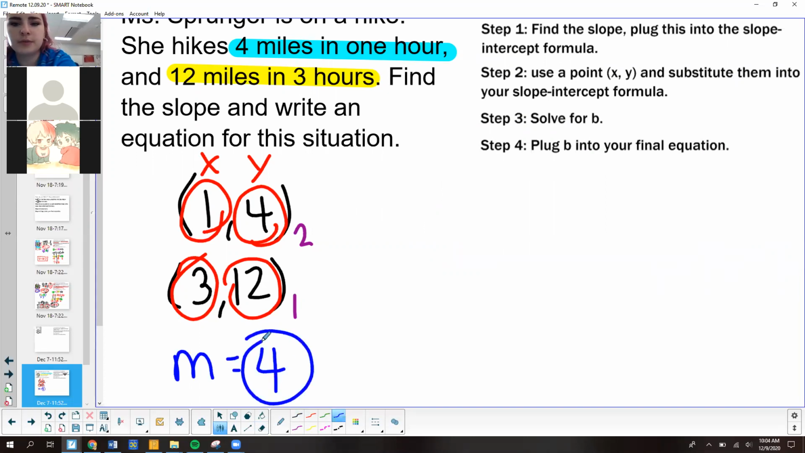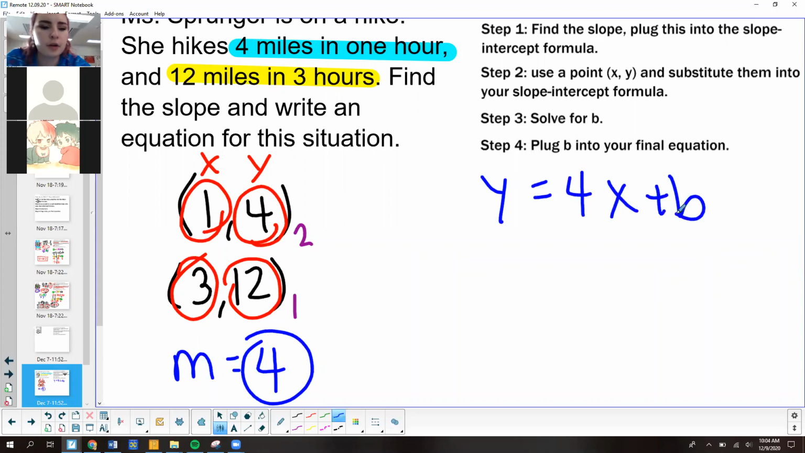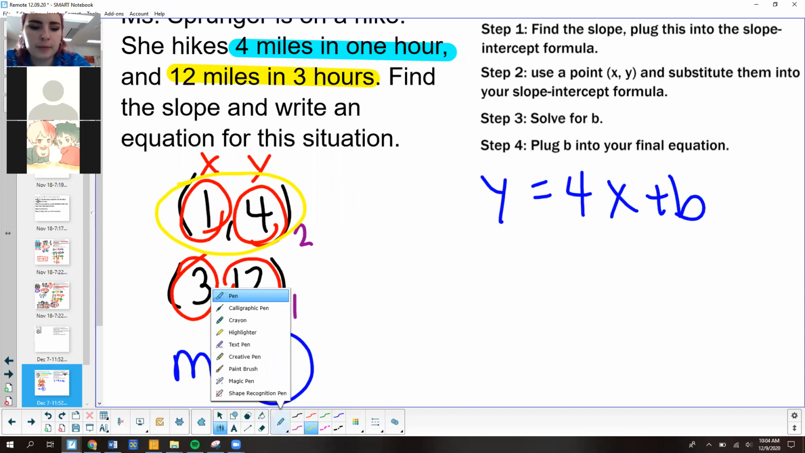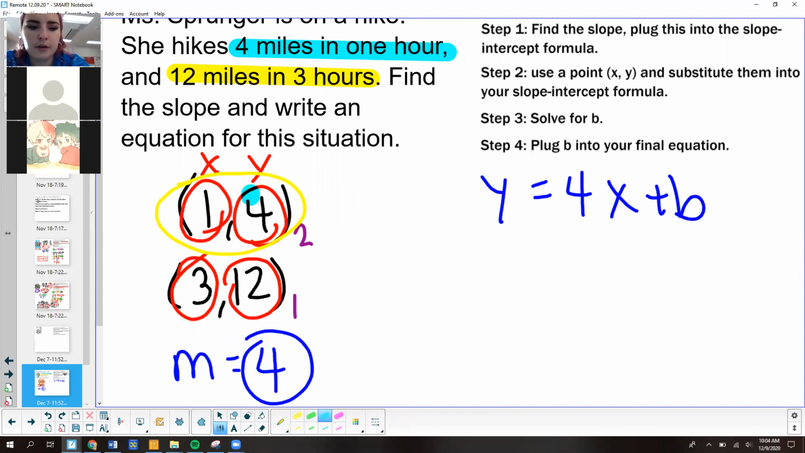So now, since we found the slope, we're going to use one of our points. So we're going to go ahead and do Y equals M, and M is 4, remember, we found our slope, X plus B. Since we have our points, I'm just going to choose one of our points. I'm going to pick our first point. So I'm going to sub in 4 for Y, and I'm going to sub in 1 for X. And remember, because they're written in X comma Y format.